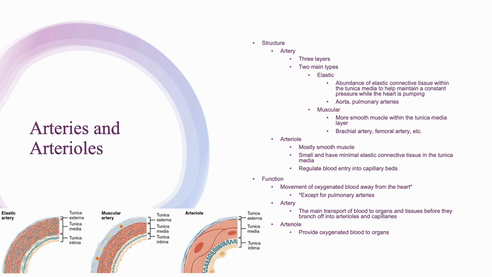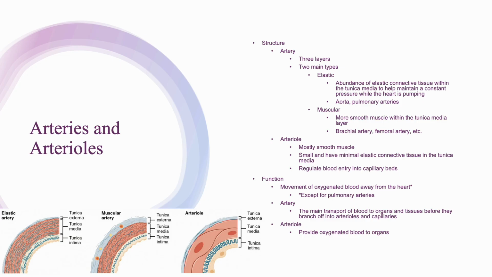Arteries and arterioles are another type of blood vessel. They transport blood away from the heart. It is easy to think of A for away, so arteries move blood away from the heart. In systemic circulation, this blood is usually oxygenated, but in pulmonary circulation, within the pulmonary arteries, the blood is deoxygenated.